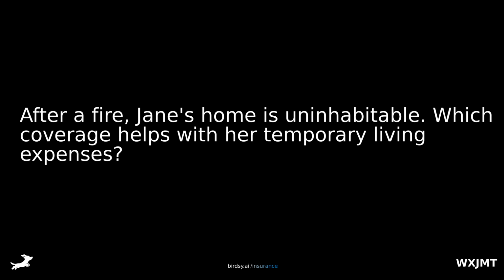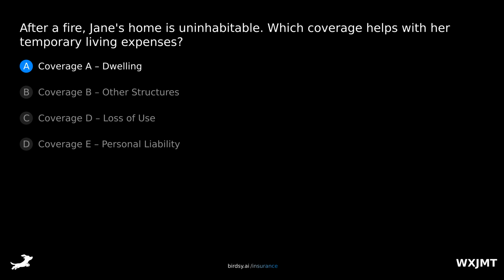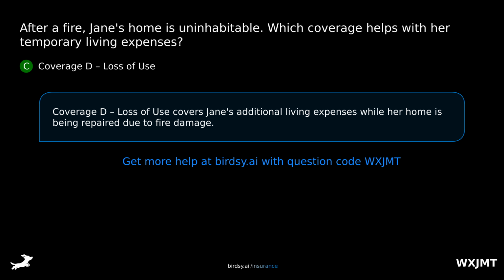After a fire, Jane's home is uninhabitable. Which coverage helps with her temporary living expenses? Is it A, coverage A, dwelling, B, coverage B, other structures, C, coverage D, loss of use, or D, coverage E, personal liability? The answer is C, coverage D, loss of use. Coverage D, loss of use, covers Jane's additional living expenses while her home is being repaired due to fire damage.